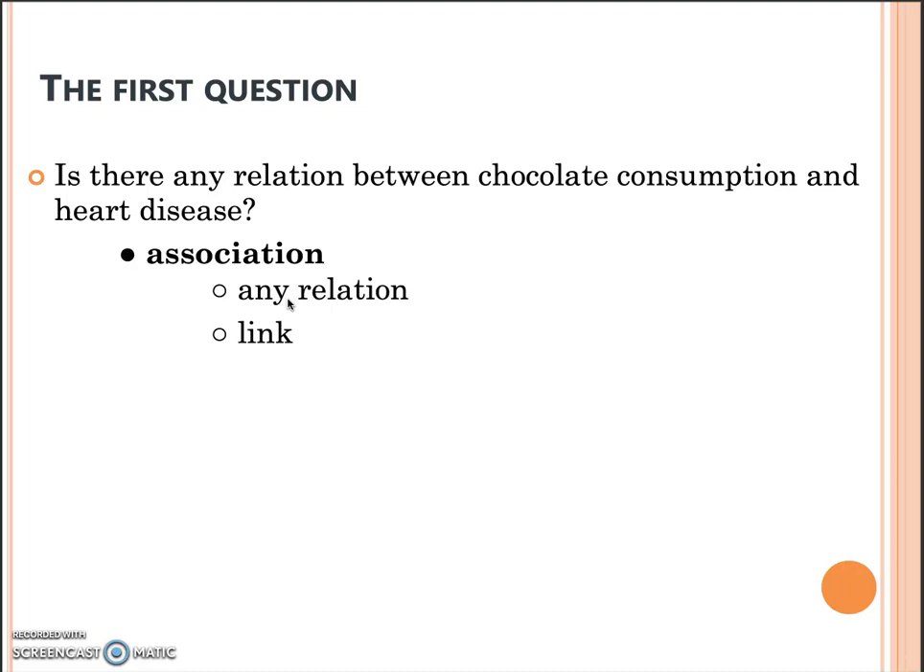So here we talk about the relation between chocolate consumption and heart disease. Of course, we are talking about association. Any association is any kind of relation. So one thing is linked to the other result. We have the treatment linked to our outcome. So do we have any relation?